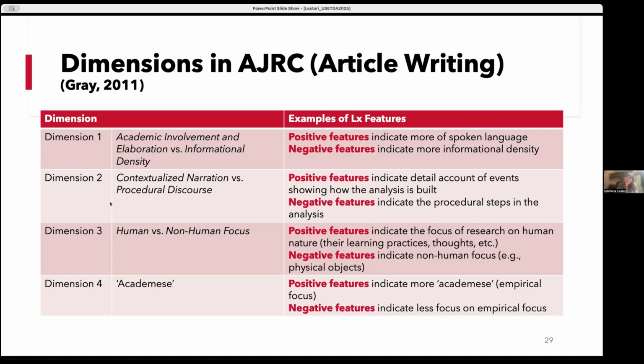Now, in dimension 2, the positive pole indicates contextualized narration, while the negative pole shows procedural discourse. So the positive features indicate more detailed accounts of events, where they write how the analysis was built, while the negative features indicate more procedural steps. And dimension 3 is human focus on the positive pole and non-human focus on the negative pole. And dimension 4 is more academic or less academic.